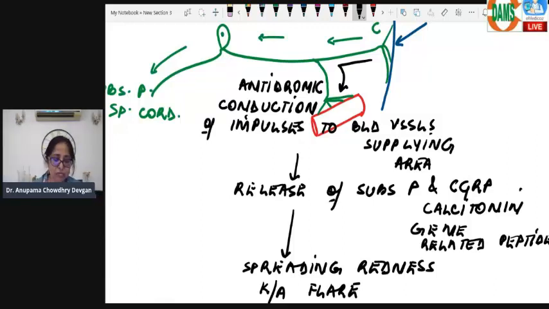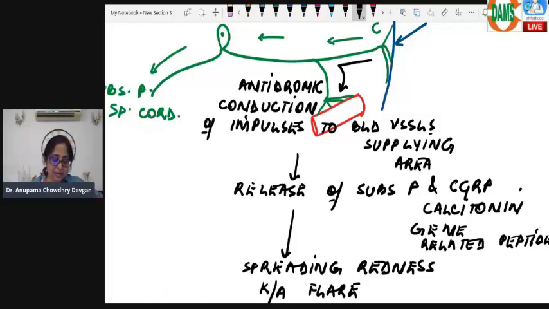What is this flare response due to? This is due to antidromic conduction of impulses to the blood vessels supplying the area. There is release of neurotransmitters substance P and CGRP, which causes a spreading redness known as the flare response. A delta fibers do not release substance P. Substance P is primarily released by C fibers, and A delta fibers are primarily meant for fast pain, for the flexor withdrawal response.